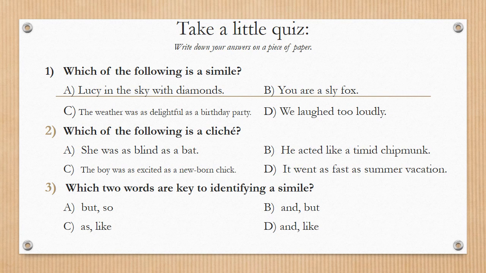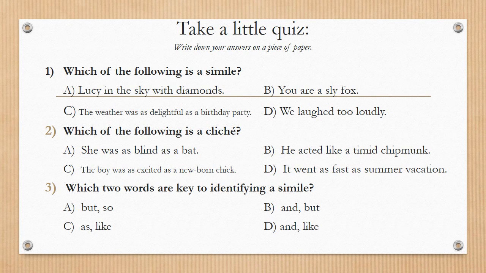Next, we have a little quiz for you to take. So grab a piece of paper and write down the answers to the following questions. Number 1, which of the following is a simile? A, "Lucy in the sky with diamonds." B, "You are a sly fox." C, "The weather was as delightful as a birthday party." And D, "We laughed too loudly."